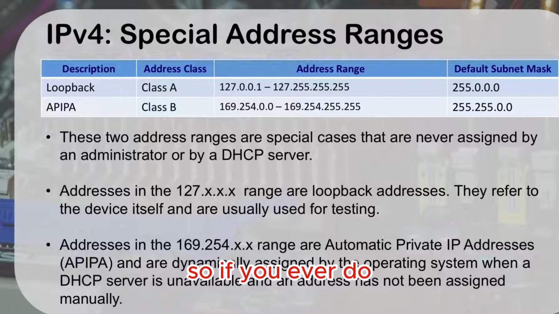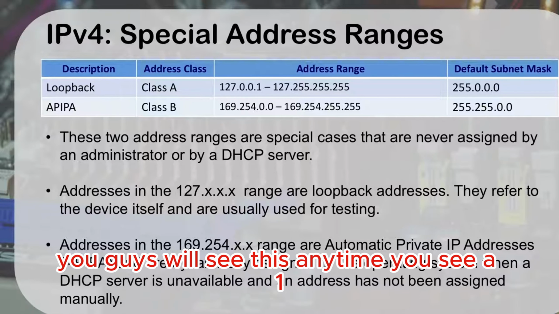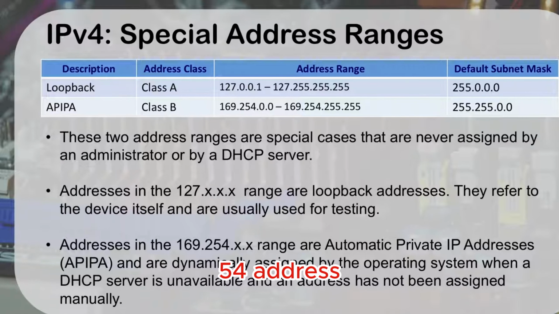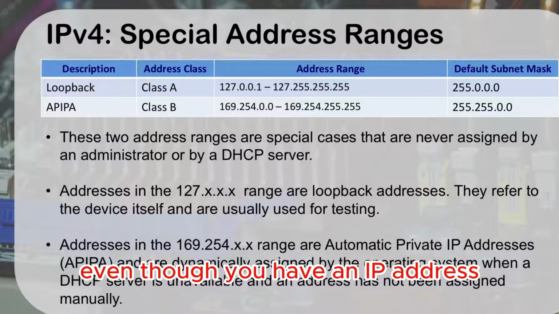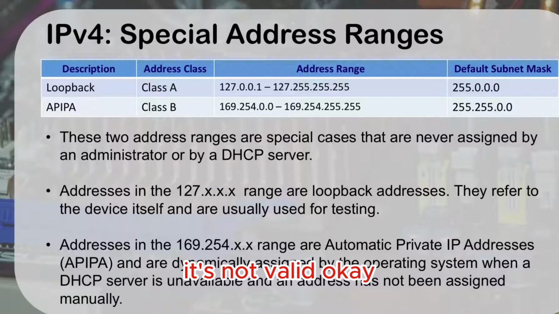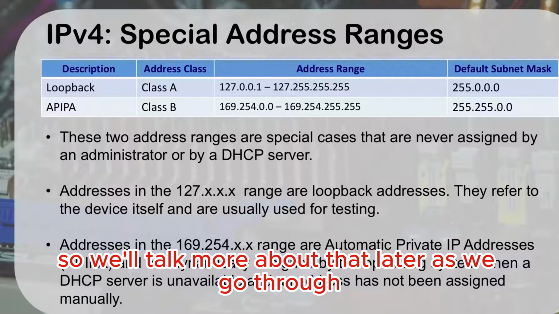Okay? So let's go through troubleshooting, you guys will see this. Anytime you see a 169.254 address, that means that you don't have a network connection. Okay? Even though you have an IP address, it's not valid. Okay? So we'll talk more about that later as we go through.